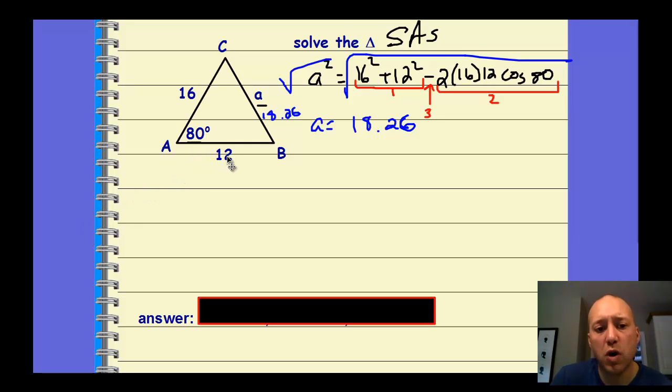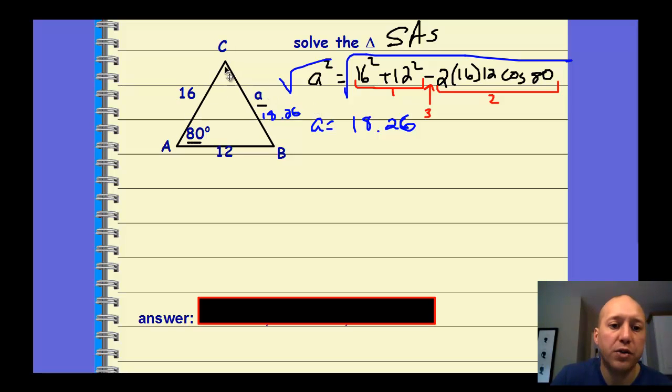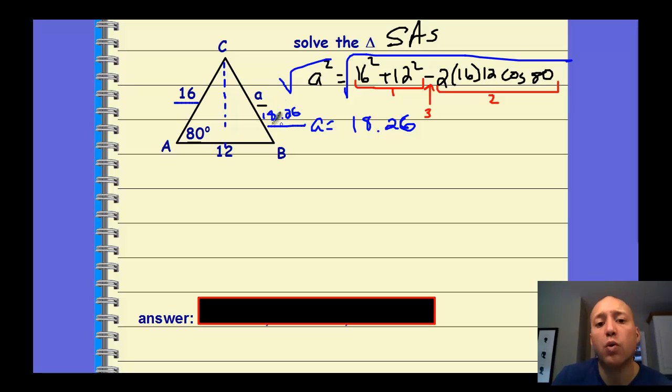Now we do know it's 12, which helps us out greatly, but if it wasn't, we could think about what it means for this triangle. We'd have the altitude right here, but how does 18.26 compare to 16? It's greater, so I already know I have one triangle. Because we have 12, we're only going to have one triangle, but we want to make sure we don't have the ambiguous case. So this thought process does help me out.